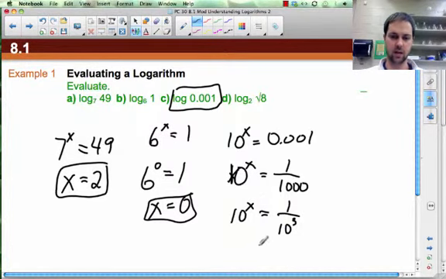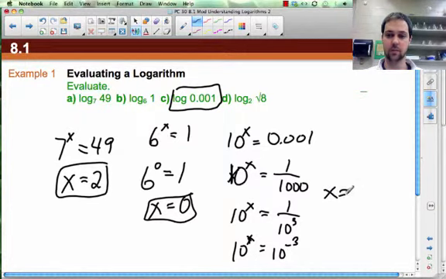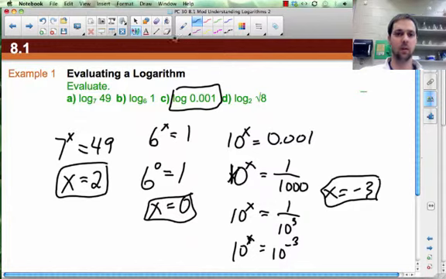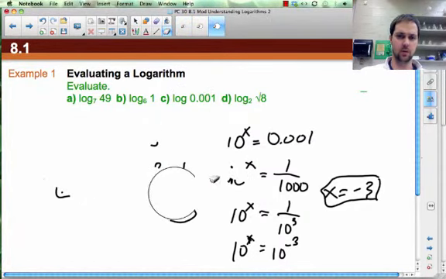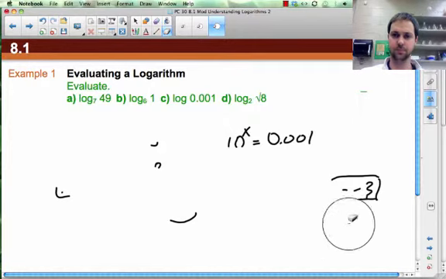So what is x? Now again, we can take this and flip that denominator up to the numerator if we change the sign on the exponent. So 10 to the x is the same as 10 to the minus 3. Therefore, x equals minus 3. And we're done. Okay, so let's move on to the last one.